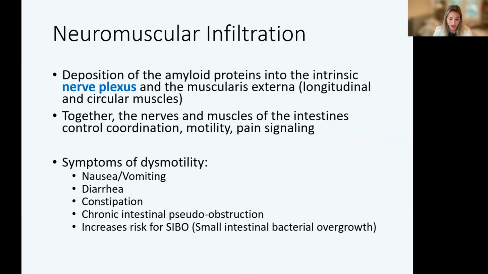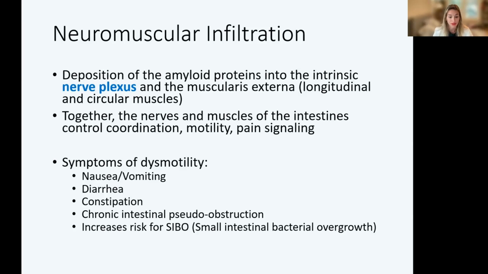Neuromuscular involvement is deposition of the amyloid proteins into the intrinsic nerve plexus, the myenteric or submucosal nervous plexus, and the muscularis externa, the longitudinal and circular muscular layers of the intestinal lumen. Together, the nerves and the muscles of the intestine control coordination, motility, and pain signaling.